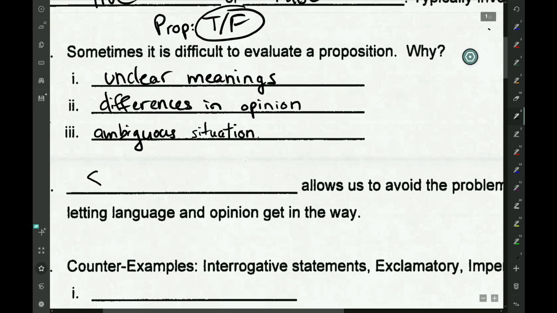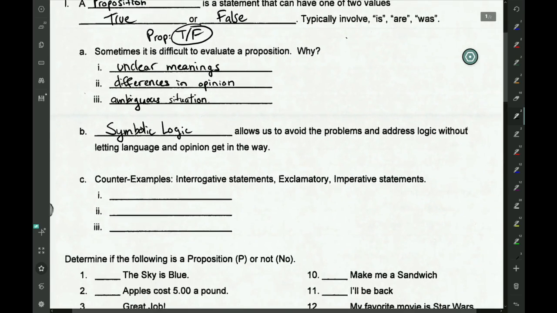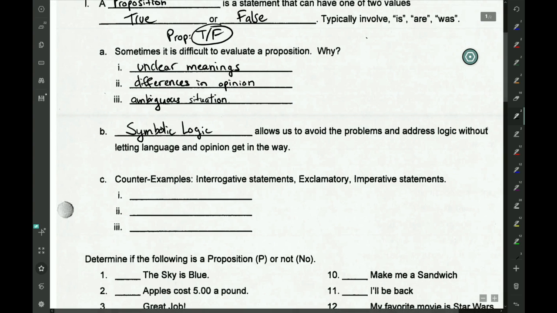So we're going to get into what's called symbolic logic, and that allows us to take a shorthand way to represent problems and address logic without letting language and opinion get in the way. So those are all propositions.